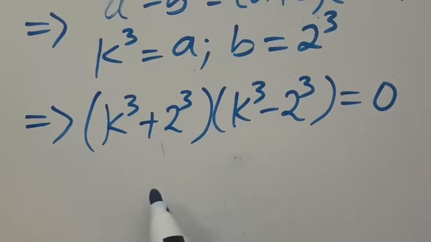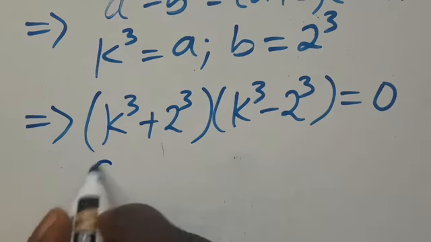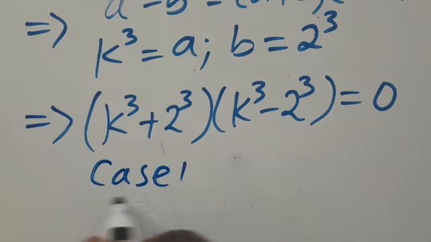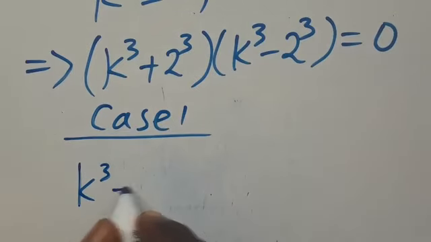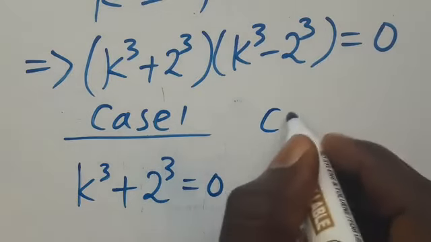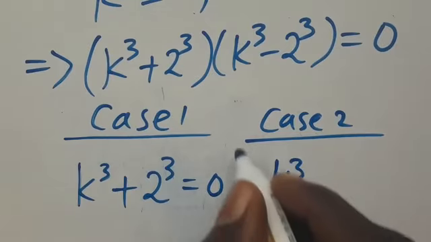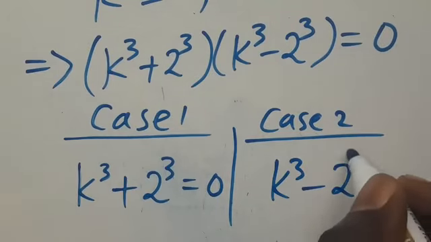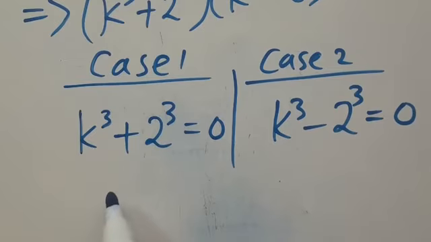What we are trying to say here is that for this expression to be equal to 0, either we have, let's say case 1, k to the power of 3 plus 2 to the power of 3 equals 0, or case 2, k to the power of 3 minus 2 to the power of 3 equals 0. Let's deal with case 1 first.